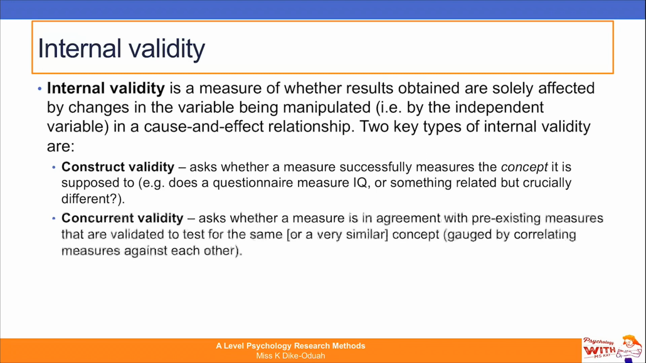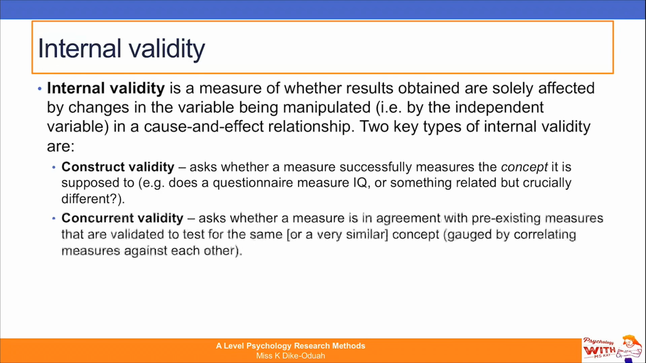And then concurrent validity asks whether a measure is in agreement with pre-existing measures that are validated to test for the same or a very similar concept. So for example, if I give you an AQA psychology exam, and in that exam you get an A grade, if I give you an OCR psychology exam, I expect you to get an A grade because both of these claim to be measuring the attainment of A-level psychology students.